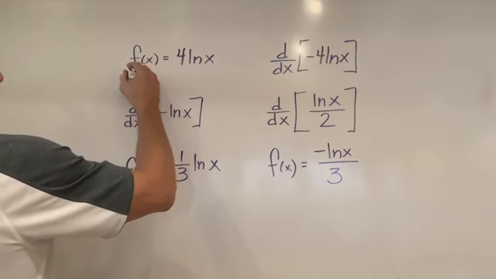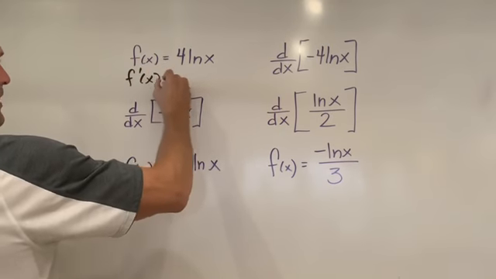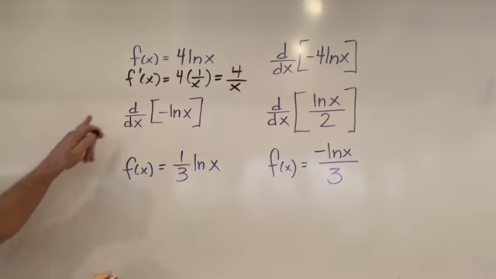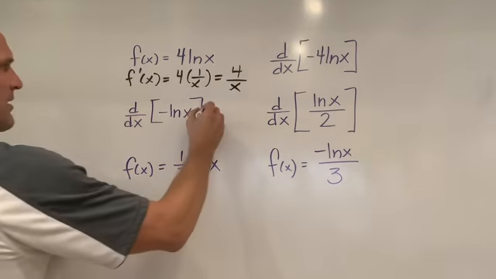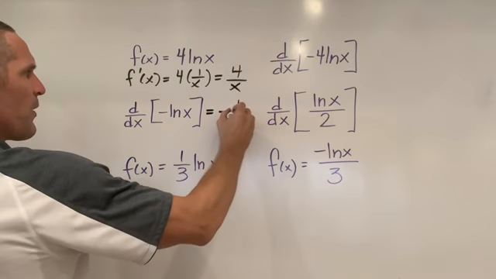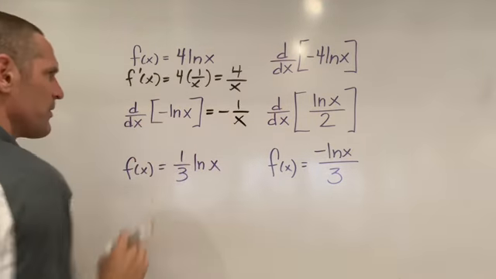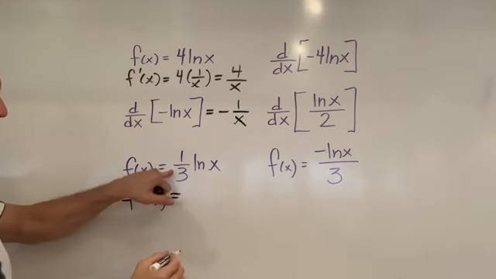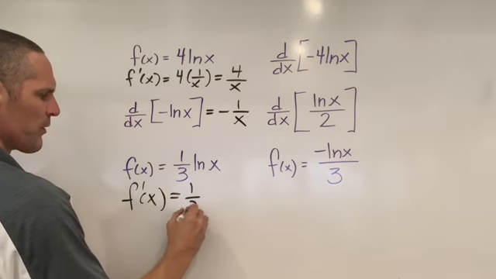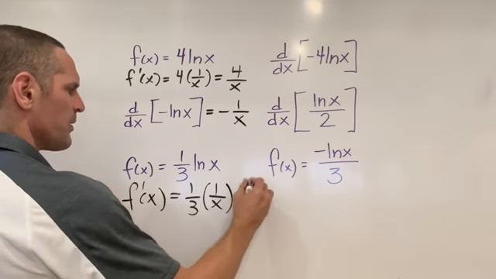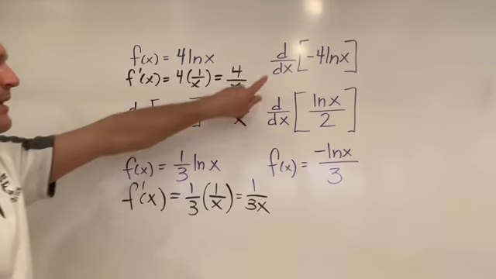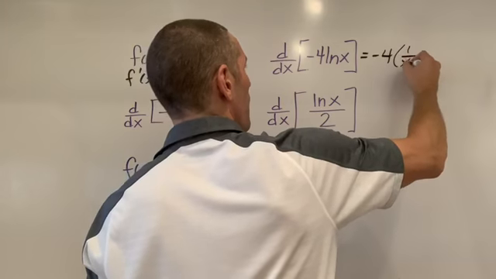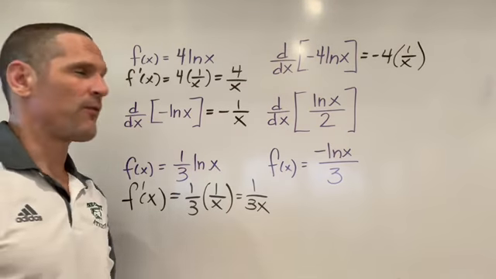If f of x is 4 natural log x, then f dash of x is 4 times 1 over x, or 4 over x. If we're asked to find d dx of natural log x with a negative in front of it, that's negative, and then 1 over x. Negative 1 times the derivative of natural log x. Here, f dash of x will be 1/3 times the derivative of natural log x, 1 over 3 times 1 over x, or simply 1 over 3x. d dx of negative 4 natural log x will be negative 4 times 1 over x, or simply negative 4 over x.